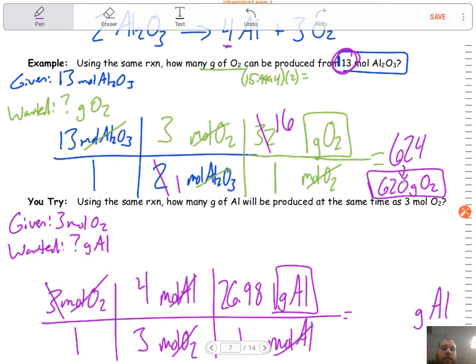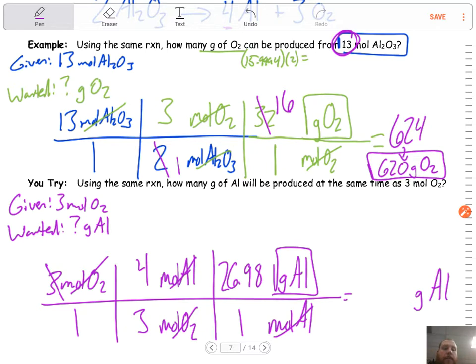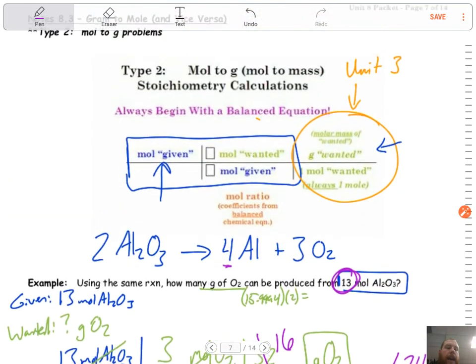Well, I can make it simpler by crossing out those 3's. They become 1. So really it's just 4 times 26.98. So I had 1 sig fig to start, guys. You're never going to have just 1 sig fig, so I'm going to round it to a whole number. 108 grams of aluminum is what you should get. All right, if you have questions about it, ask me in class.